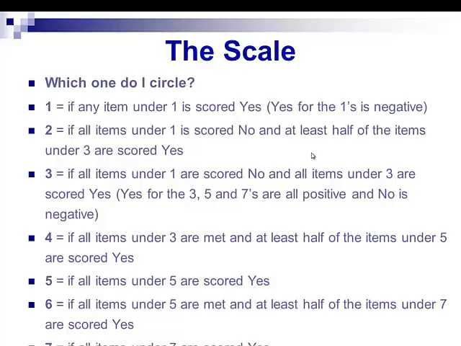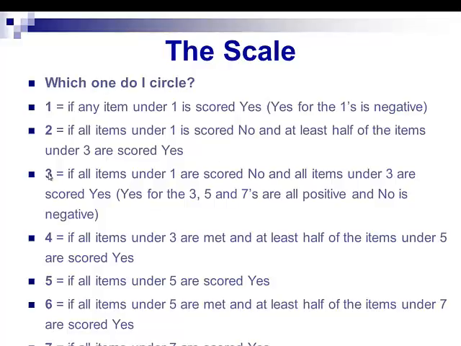Now we can move on to number 2's. If all items under 1 are scored no and at least half of the items under 3 are scored yes. When we looked at the 3's, remember 3.4 was scored no, but 3.1, 3.2, and 3.3 were all scored yes. So we have at least 50%. Okay, so on your score sheet, we know that all the 1's are no's and at least half the items are marked yes on the 3's. So 2's looking good right now.